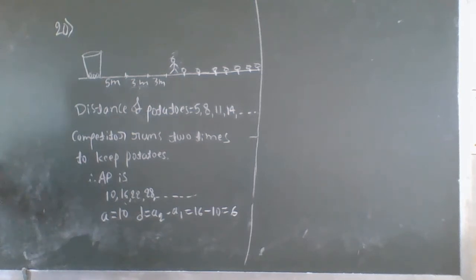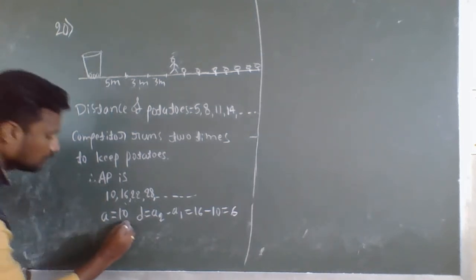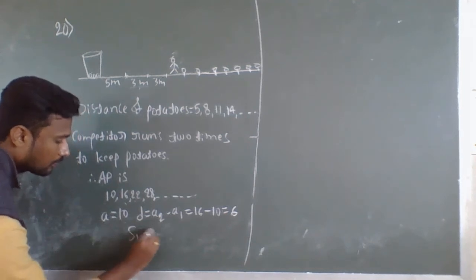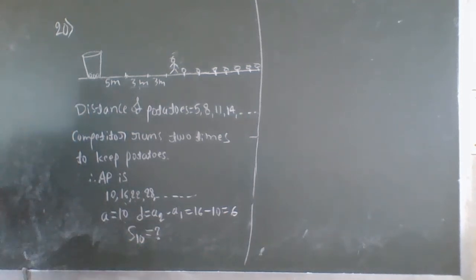Next, what are they asking? Total distance he has to run. They are asking the total distance, and how many potatoes are there in total? They have given that there are 10 potatoes. That means they are asking S10. I have to calculate the S10 value.